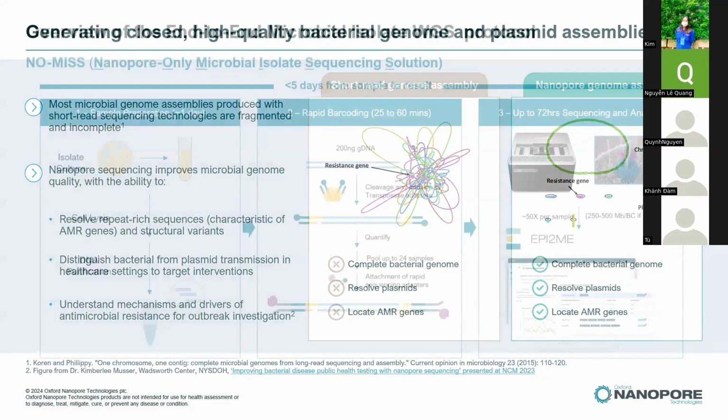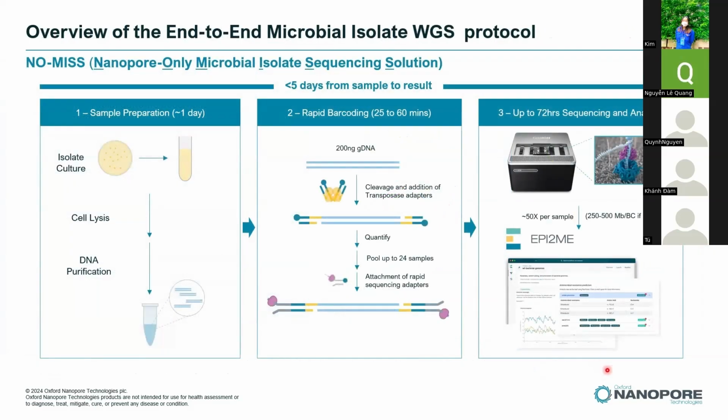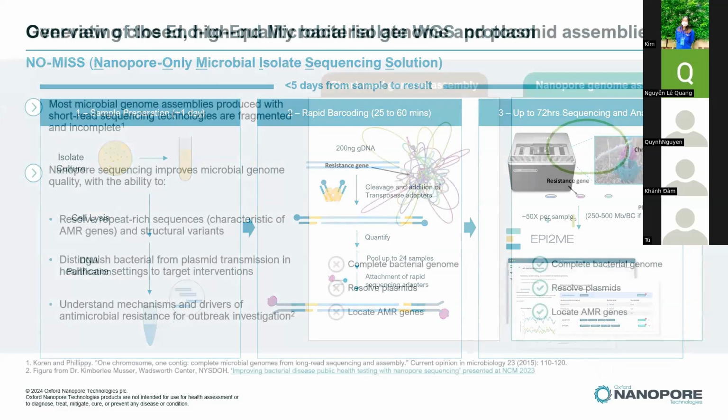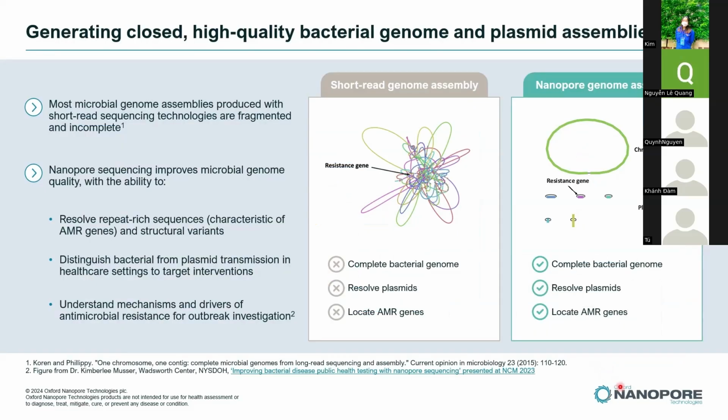With long reads, you can span these repetitive regions, and then you're able to recover a full circular sequence of the bacterial genome as well as a plasmid. So instead of, for example, only knowing that a bacteria carries a certain resistant gene, you can know where in the genome that gene is.